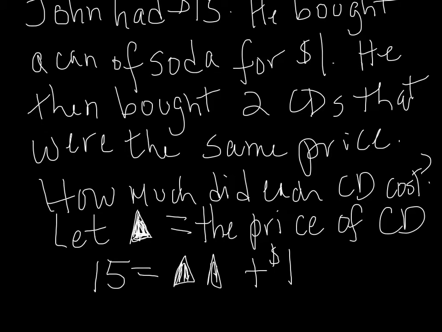Now we can solve because we had our $15 on this side. So we can take our $1 away over here. Take the 1 from the 15. We've got $14. That's equal to the price of 2 pawns. So we know that 1 pawn was $7, and that was our CD.